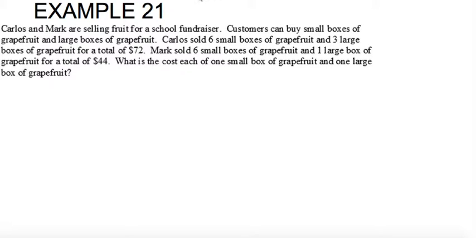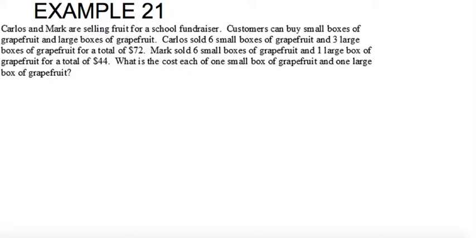Right, example 21, solve the linear system in a word problem format. First we read: Carlos and Mark are selling fruit for a school fundraiser. Customers can buy small boxes of grapefruit and large boxes of grapefruit. Carlos sold 6 small boxes of grapefruit and 3 large boxes of grapefruit for a total of $72. Mark sold 6 small boxes of grapefruit and 1 large box of grapefruit for a total of $44. What is the cost of each, 1 small box of grapefruit and 1 large box of grapefruit?